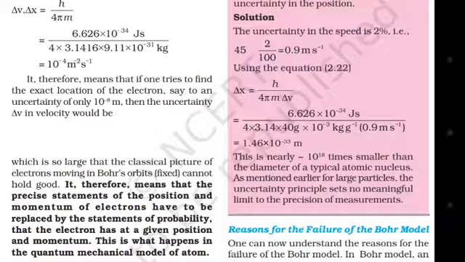This is nearly equal to... sorry, this is nearly 10 to the power 18 times smaller than the diameter of a typical atomic nucleus. Atomic nucleus! Oh my god, what a thing. The atom is so small, and within it the atomic nucleus is so small, and this value is 10 to the power 18 times smaller than even that.